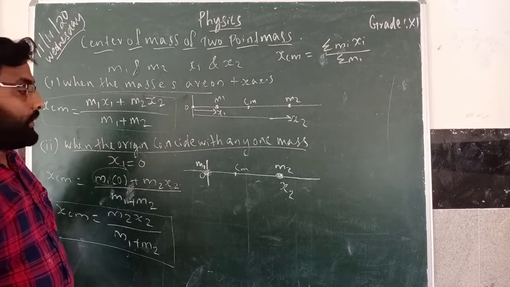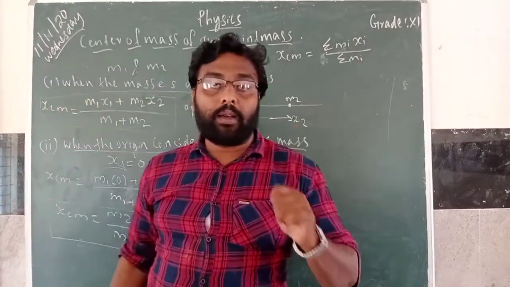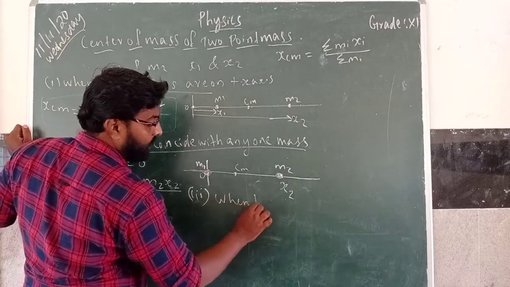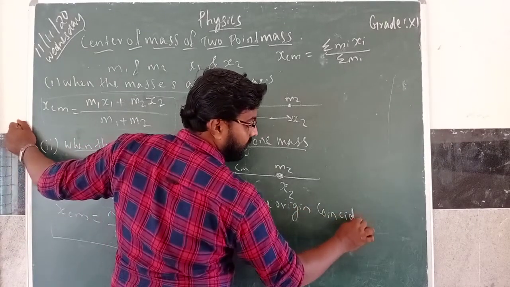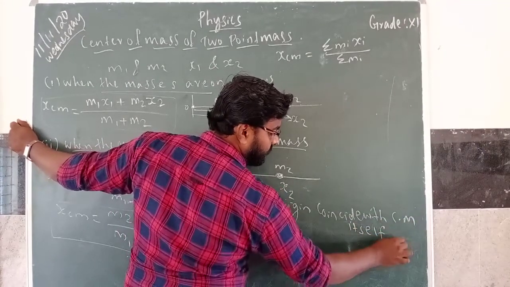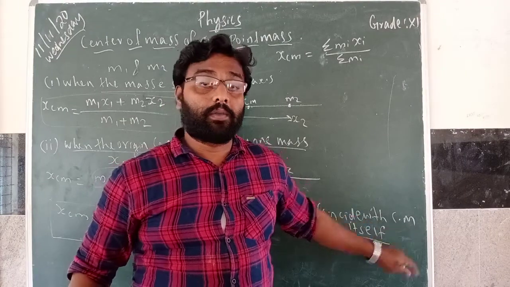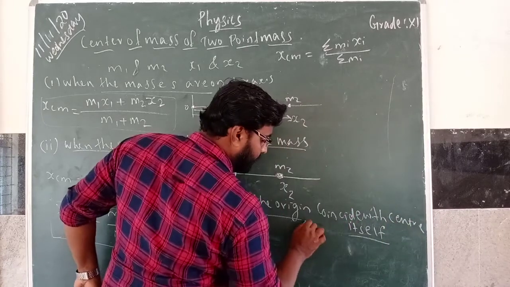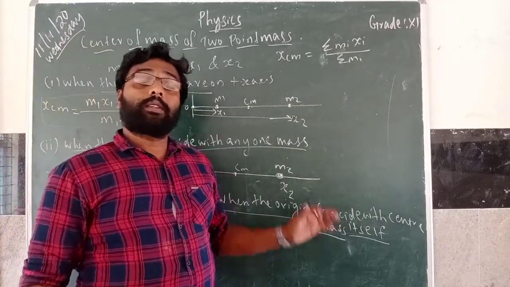Now the third way is, when the origin coincides with the center of mass itself. The CM means not Chief Minister, center of mass. Okay, I am writing. So center of mass. Now the origin coincides with the center of mass itself.